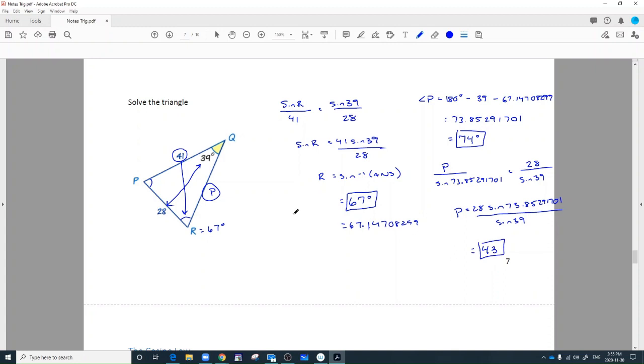So my unknown side length P is 43 units, my angle P is 74 degrees, and my angle R is 67 degrees. I've solved everything I needed to in this triangle.